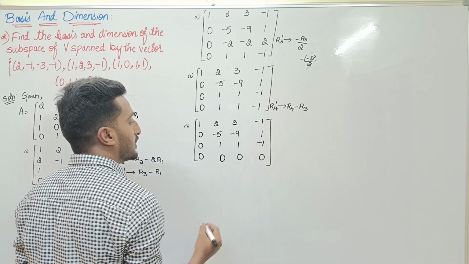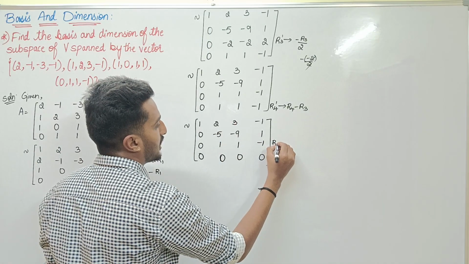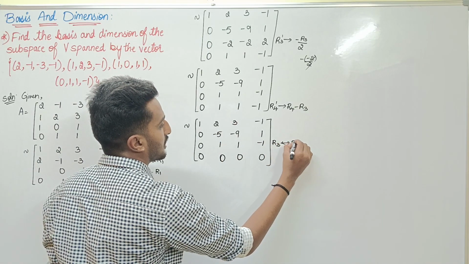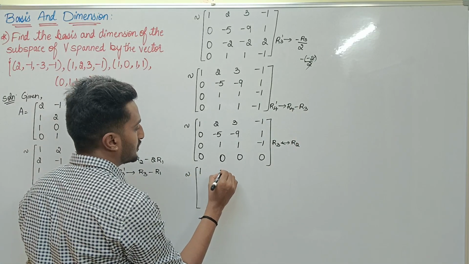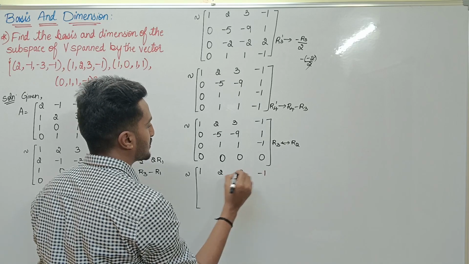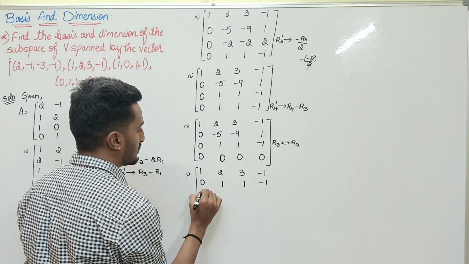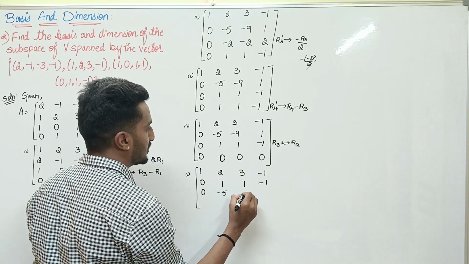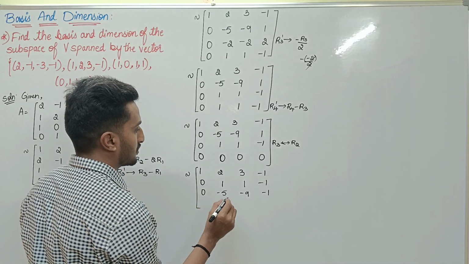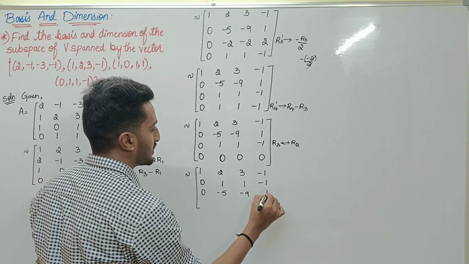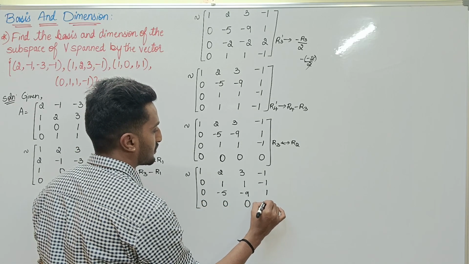Always we know that the leading element should be 1. So what I am going to do is just interchange. R3 interchanges with R2, which will be equivalent to 1, 2, 3, minus 1, 0, 1, 1, minus 1, 0, minus 5, minus 9, plus 1. Next we have 0, 0, 0, 0.